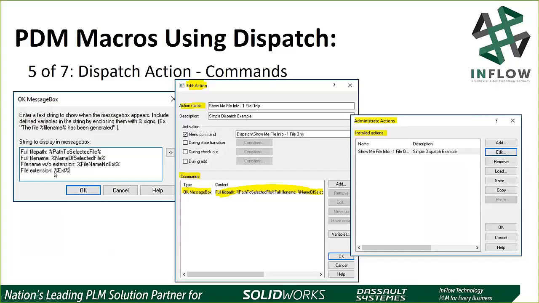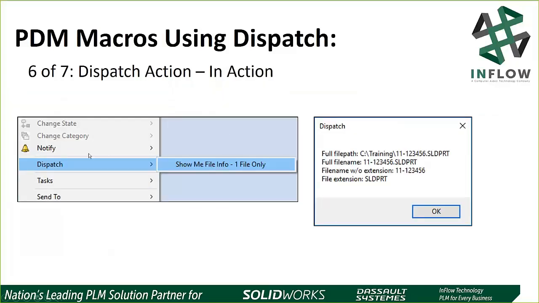Once the message box is filled out to our liking, I click OK, and it adds it to the list here as the first command. So this dispatch action, in this case, only has one command, but it can have many, and it'll end up scrolling, and they can get kind of involved and start using the variables, which we'll get to. But we're going to start out simple, like I said. This one is just going to show me info for one file only. So with this, we pick OK, and it shows up in the administrative actions list. It uses this information as far as where it's going to exist and how it would be initiated or launched. So I would select the file in my vault view, right-click on dispatch, say show me file info for one file, and I should get this kind of information back.